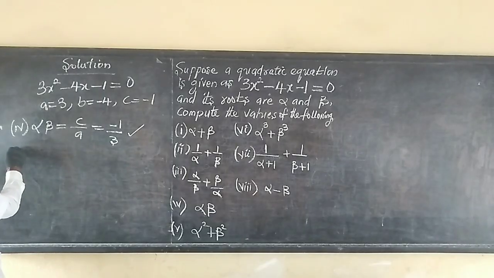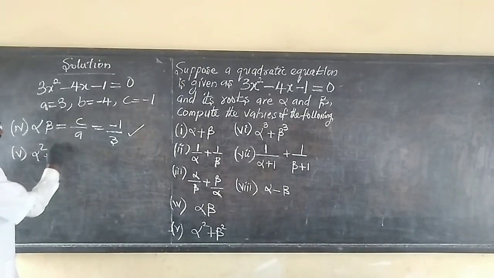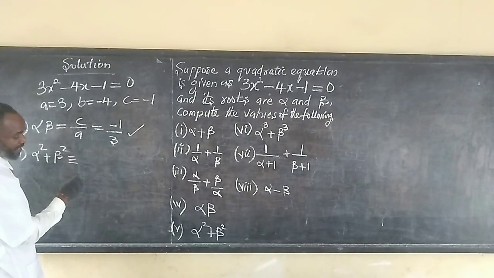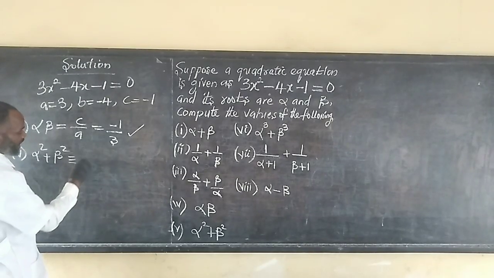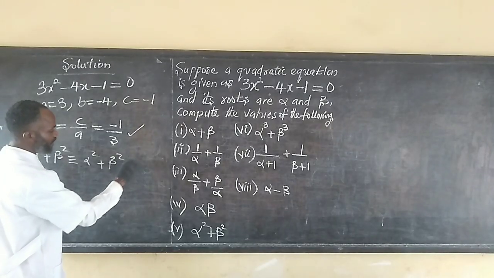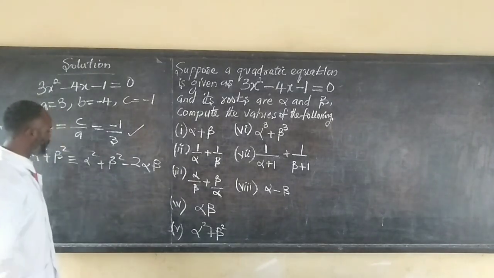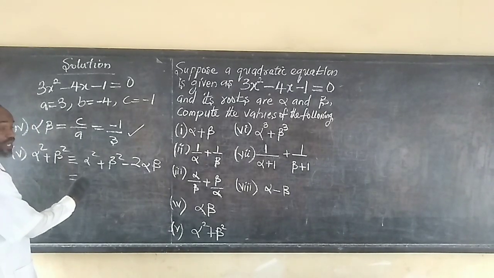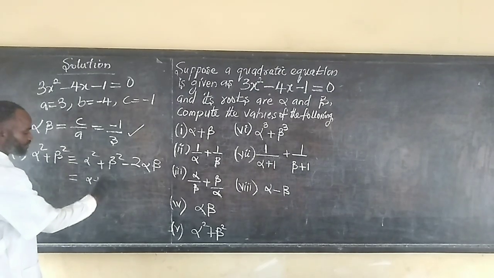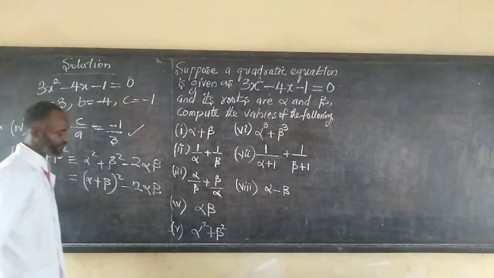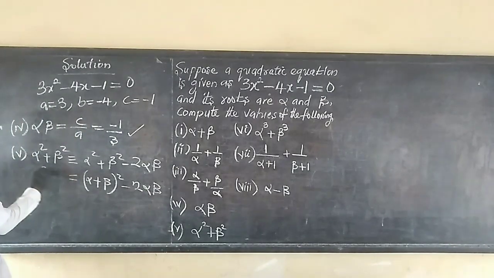Question number 5 is alpha squared plus beta squared, which is equivalent to alpha squared plus beta squared plus 2 alpha beta minus 2 alpha beta. I think that should be what it should be, yes. So if we further simplify, we have alpha plus beta in brackets squared, minus 2 alpha beta. Good. We can still go further.